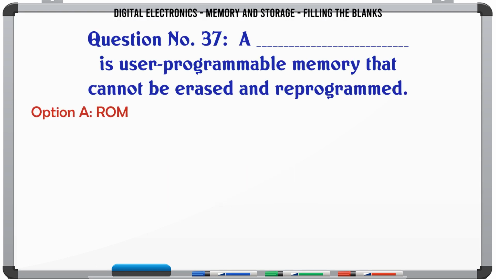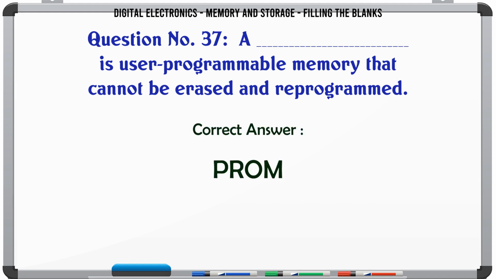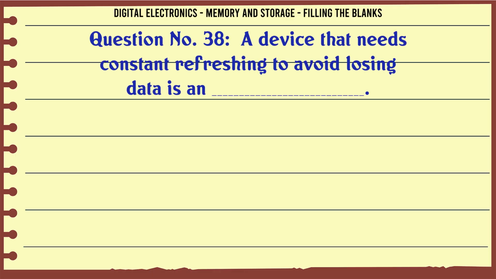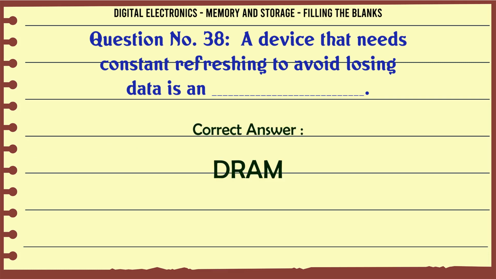A blank is user-programmable memory that cannot be erased and reprogrammed. A. ROM. B. EPROM. C. EEPROM. D. PROM. The correct answer is PROM. A device that needs constant refreshing to avoid losing data is a A. RAM. B. DRAM. C. ROM. D. EEPROM. The correct answer is DRAM.